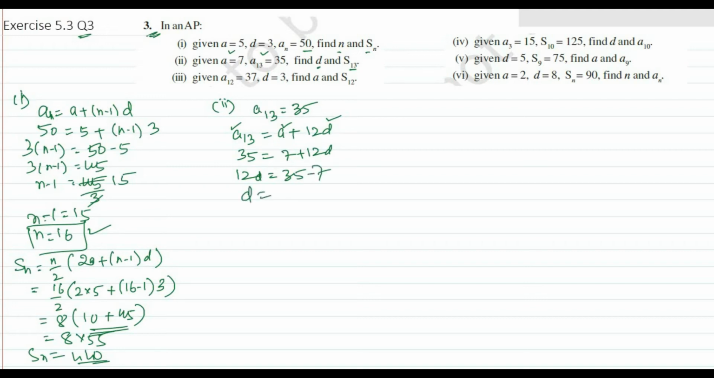So d is equal to 28 divided by 12. 2 sixes are 12, 2 sevens are 14. So d is equal to 7 divided by 3. Okay.